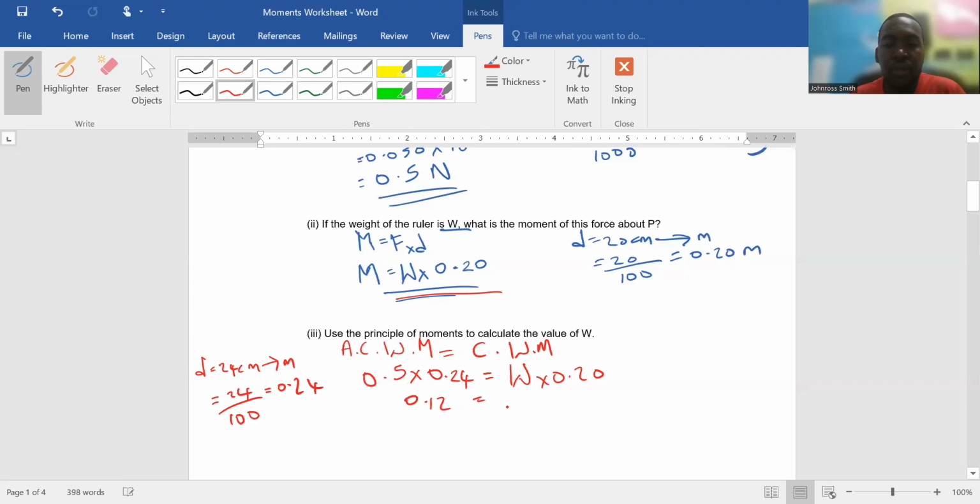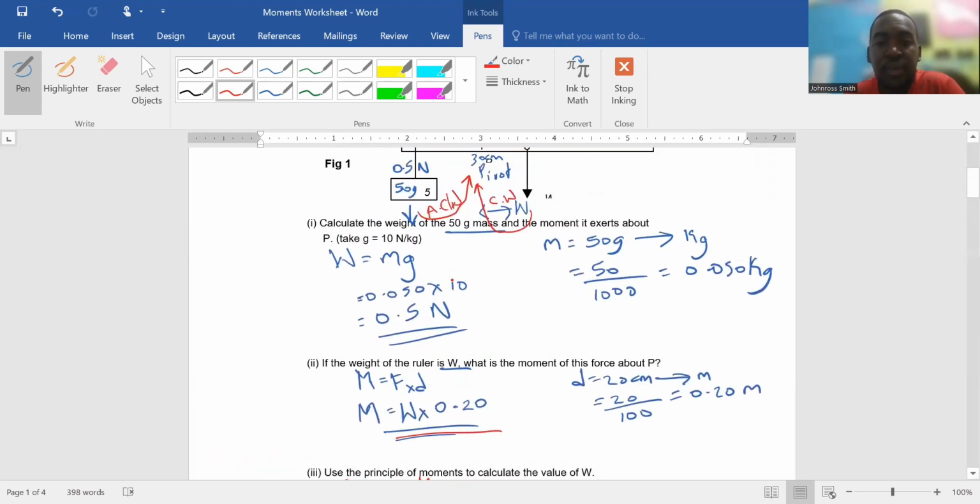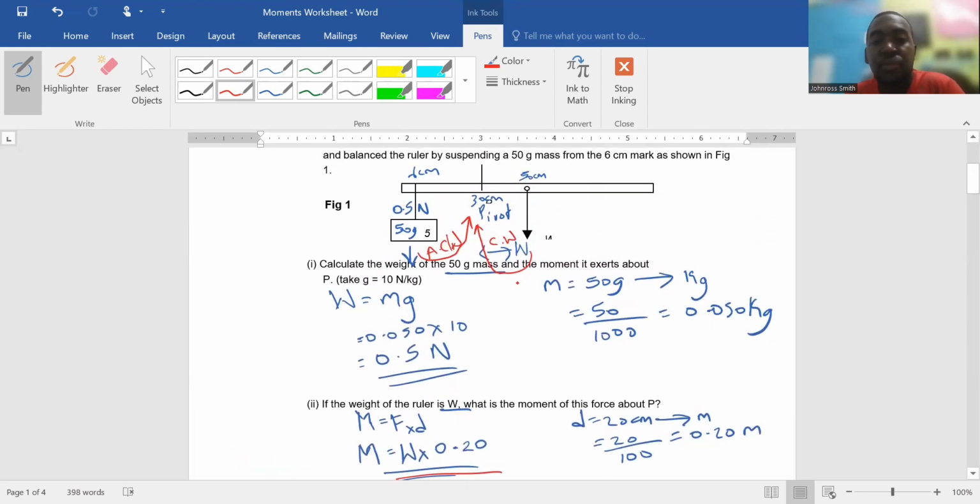All right, so when we take our calculator out, we multiply 0.5 times 0.24, we get 0.12 equals 0.20 W. We need W, so we're going to divide by what is being multiplied by it. So therefore, we get this divided by 0.20, and we get 0.6 Newton. So this tells us that the meter rule has a weight of 0.6 newtons, because that's the arrangement that will make this ruler be in equilibrium with this force pivoted at this point having that weight.